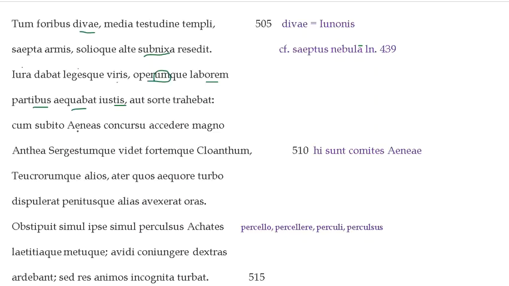Here, Aeneas is your subject, videt is your main verb, and then you need to note that videt is going to take an accusative infinitive construction as a verb of perception. So he sees antea sergestum and cloantum accedere in a concursu magno. All right. So the thing to note here is antea. You guys may not realize this, but that's a Greek accusative. You'll see a couple of those sprinkled throughout here in the Aeneid. I'll point them out when they come up. Just be aware that they are there.